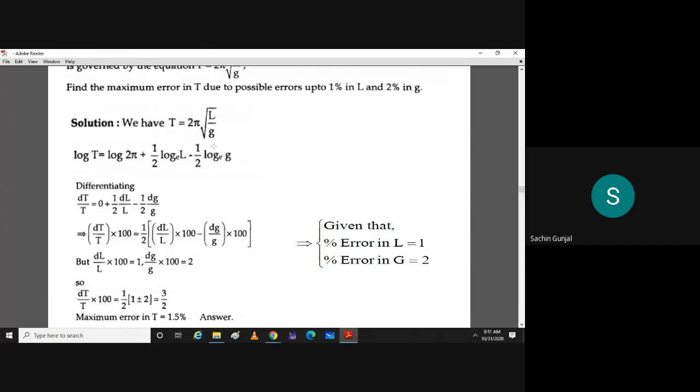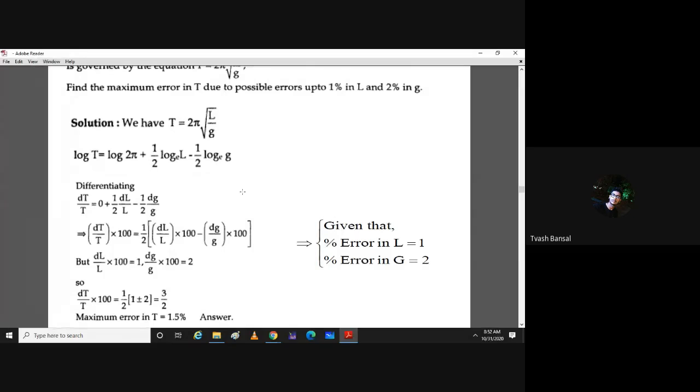Now you can check that applying log on both sides is going to help you most of the time. Because differentiating with respect to L into dL plus differentiating with respect to G into dG will be a huge expression. Whereas if you apply log on both sides, that will be simple, and then you can differentiate with respect to that variable.